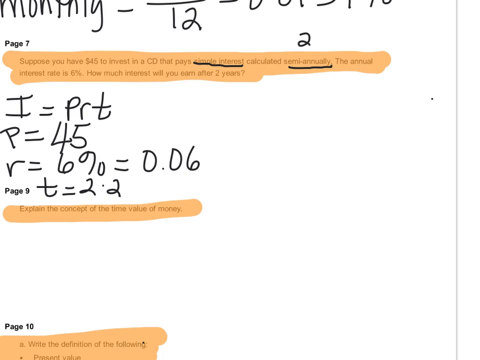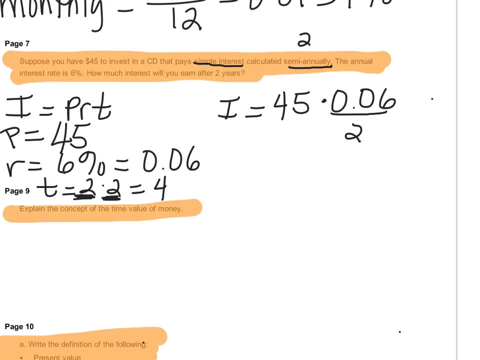So 2 times 2. This 2 right here represents the years, and this 2 right here represents the semi-annual interest. So our time is going to be 4. So then we plug that in. Our simple interest equals 45 times, now we have to divide, because our periodic interest rate is what we needed to know, 0.06 divided by 2, times 4, because that's our time.